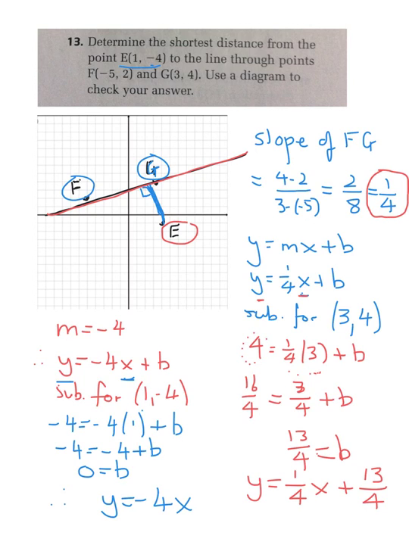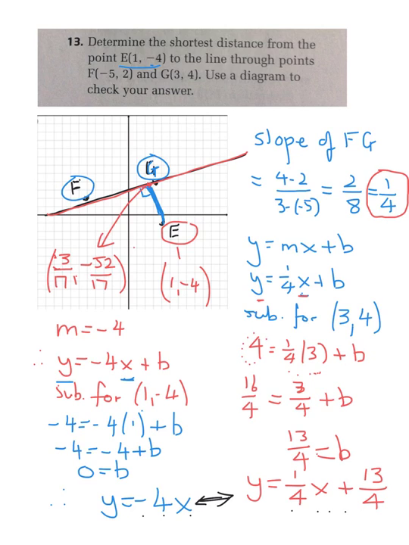And when we go on to the next page, we're going to put both of these two equations equal to each other. So therefore we're going to put negative 4x equal to 1/4 x plus 13/4. So we know that this point here was the point of intersection, which was negative 13 over 17, comma, 52 over 17. And this point here, E, is given in the question as 1, comma, negative 4. I put it in the wrong place, haven't I? It should be down here. Never mind, doesn't matter.